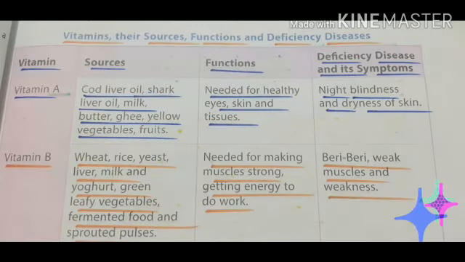If this vitamin is not taken in appropriate amount, there is a disease called beriberi, which makes the muscles weak and a general weakness appears in the body.